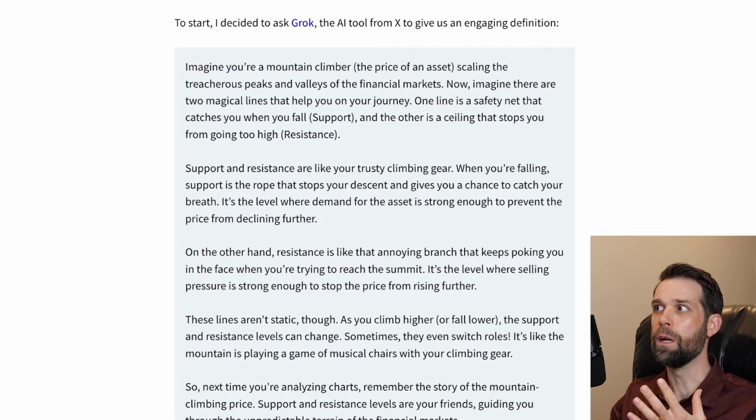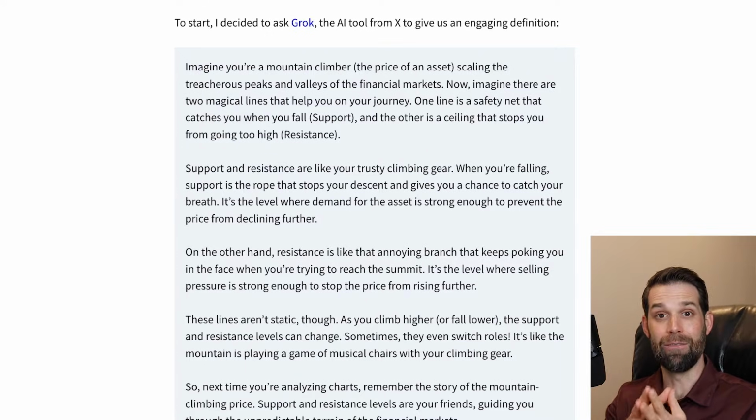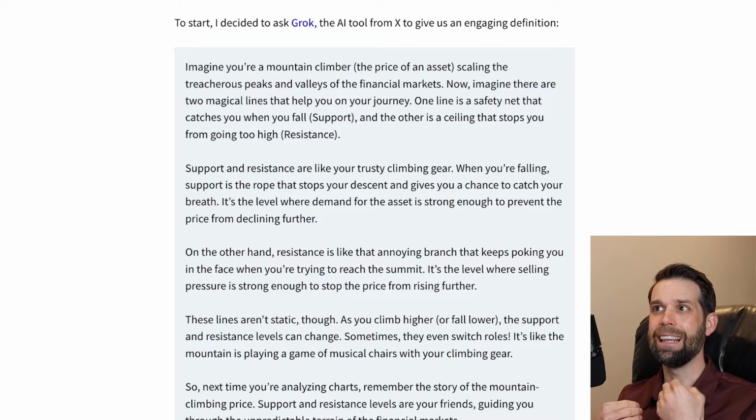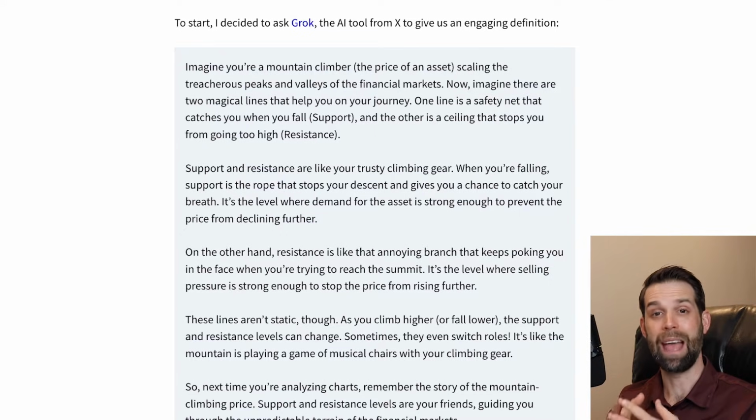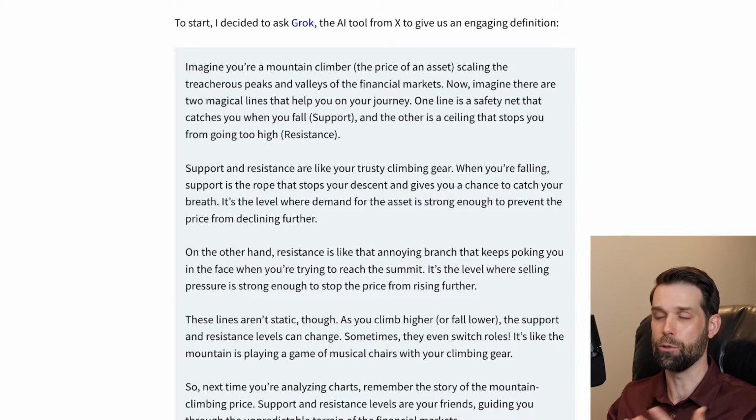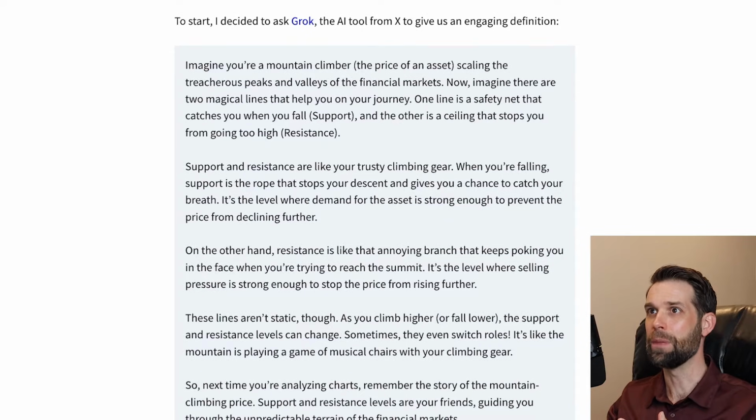What I've done in some other videos and podcasts that we've run is ask the AI tool Grok, the AI tool from X, to give us an engaging and fun definition of support and resistance. Afterwards, we can get into a more formal one. If we read through this now, it might give you an easy-to-understand visual of what support and resistance is. I found it useful, so I thought I would share it here in this video.